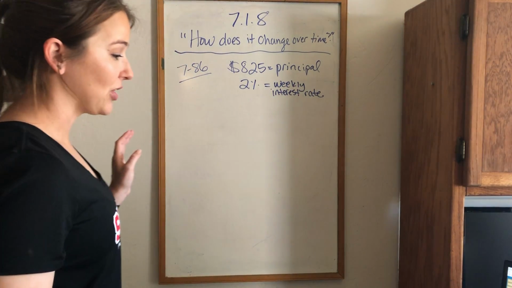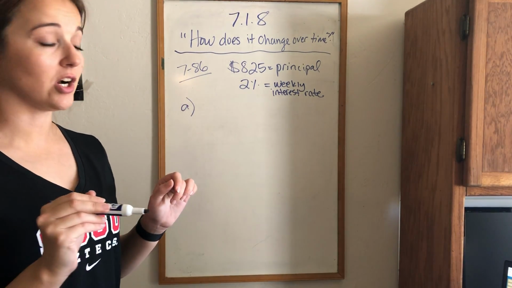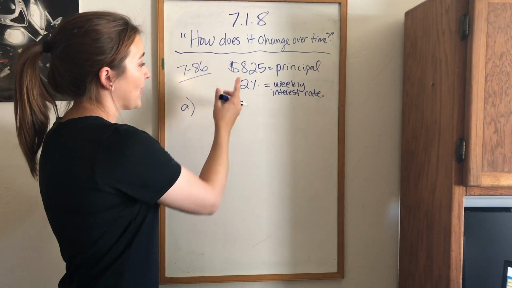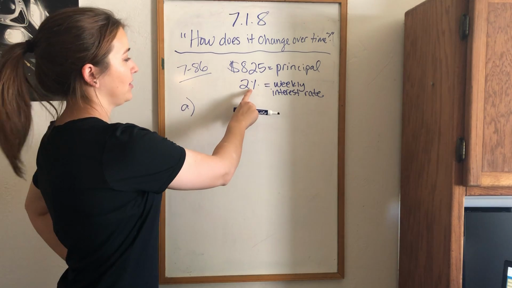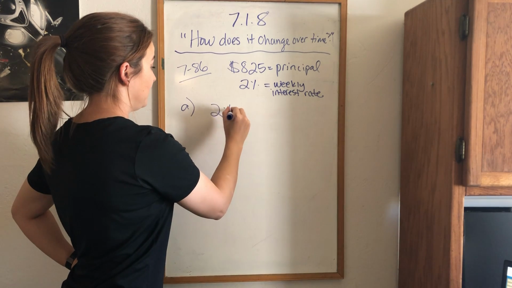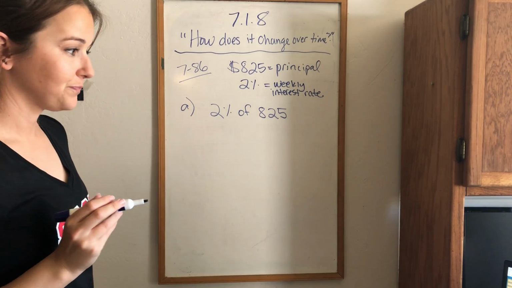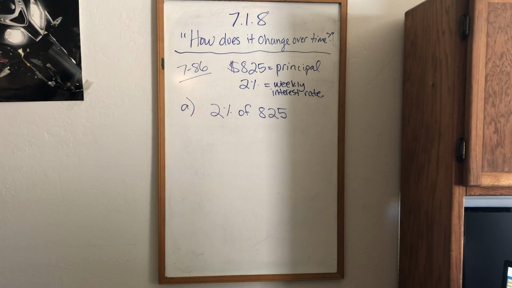Okay, we got our info. Part A says, how much money in interest will the PTA charge each week? So what I need to do is figure out, well, if each week they are going to add on 2% of 825, I need to find out what is 2% of 825. Hold on one second. I think I already know the answer because I remember it, but let me just double check. Yep, I got it.